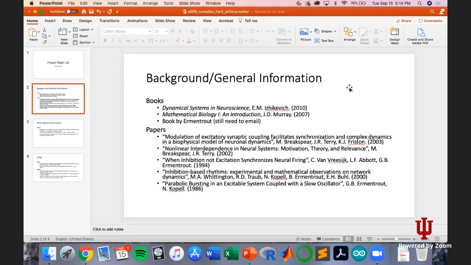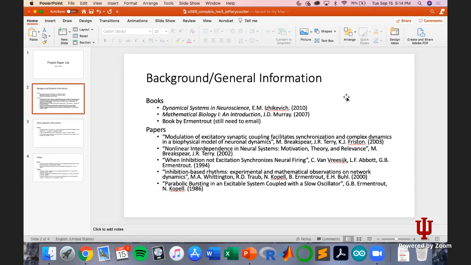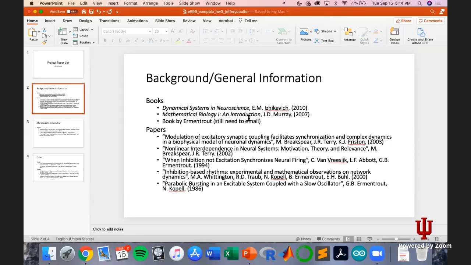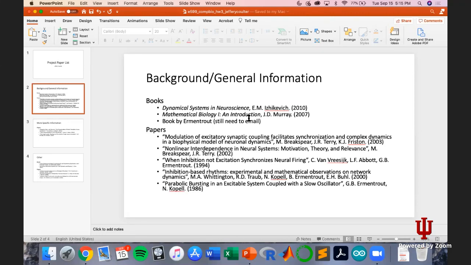I have some just basic backgrounds on neuroscience. These books, the first one I'll probably work all the way through, but these last two, I need to email him about that one still, the third book. We just had a phone call with him today, 2 o'clock every Tuesday. But those books will probably just be a few chapters out of them.